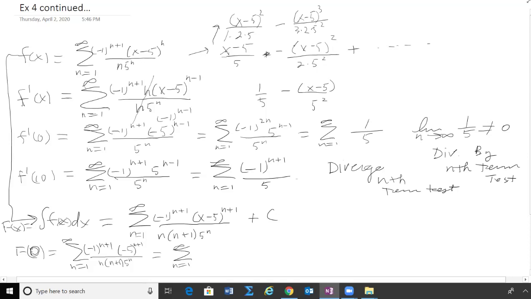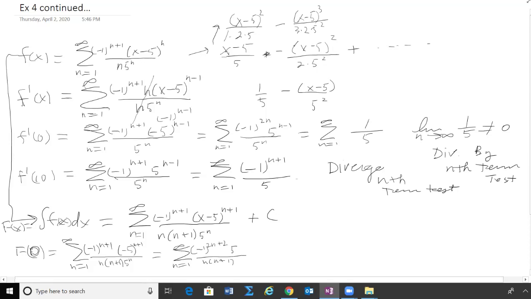We'll take that -1 to the n plus 1 and combine it with this one. We'll have a -1 to the 2n plus 2. And that remaining 5 to the n plus 1 ends up as a 5, because there's an n plus 1 and an n down here. You still have this n as an n plus 1.